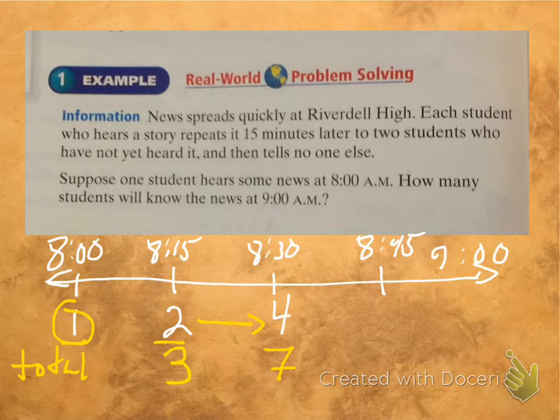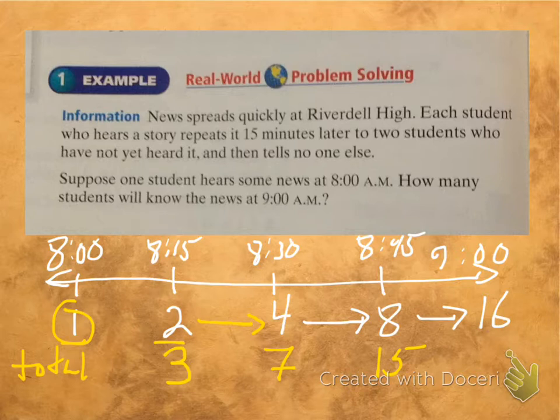At 8:45, the same thing happens. The 4 people that found out tell 2 people each. That's going to be 8 new people that find out, and our total now goes to 15 people. We're almost done, but we're going to allow for 9 o'clock to come. At 9 o'clock, the 8 people that just found out at 8:45 are going to tell 2 people each. That's going to be 16 new people for a grand total of 31 students.